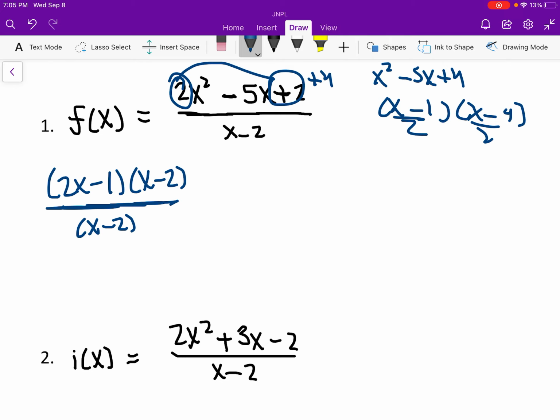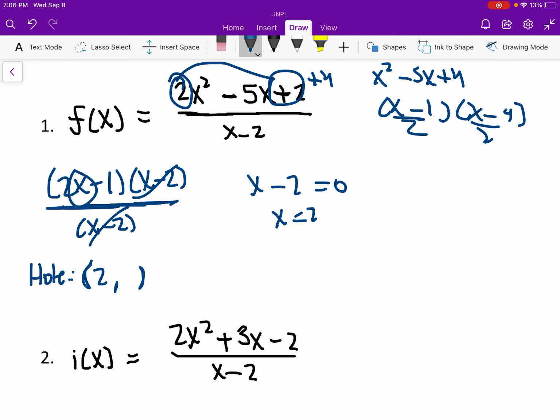Now, from the rules that we know, since there's the same factor here and here, they cancel out. And I said if a factor cancels out, then there is a hole. The holes are stated in coordinates. To find the x value, you set the canceled out factor, which was x minus 2, equal to 0, so x equals 2. That's the x value. To find the y value, you plug in what you found for x into the simplified function.